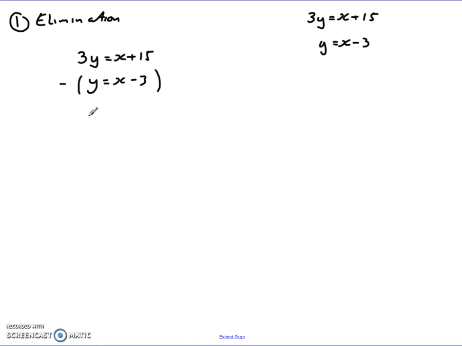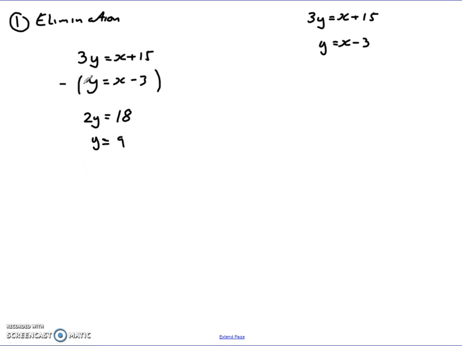So I'll do 3y take away y, which gives me 2y. x minus x gives me nothing. 15 take away negative 3, minus minus becomes a plus, so 15 plus 3 gives me 18. So I know that 2y is equal to 18, and from that, I can find that y equals 9.